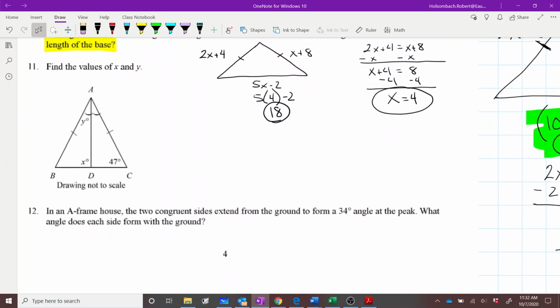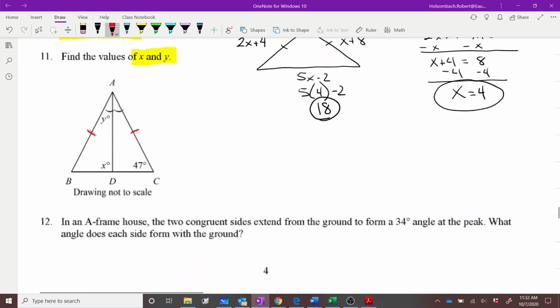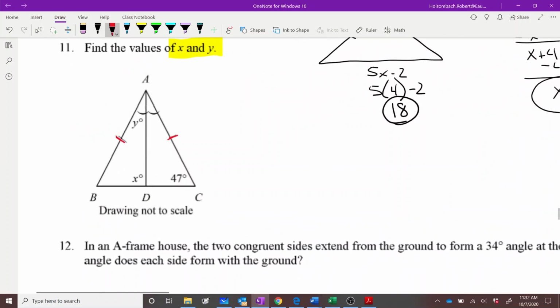Alright, in number 11, we're looking for the values of x and y. We've got an isosceles triangle, this big triangle around the outside. It has two congruent sides, so its base angles are congruent. So this angle down here is 47 degrees.